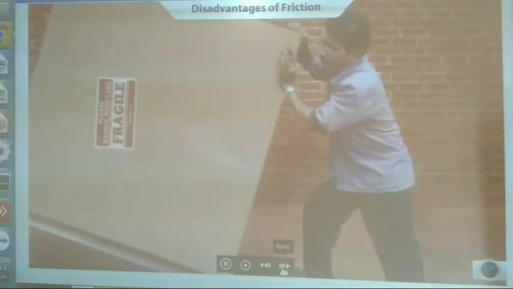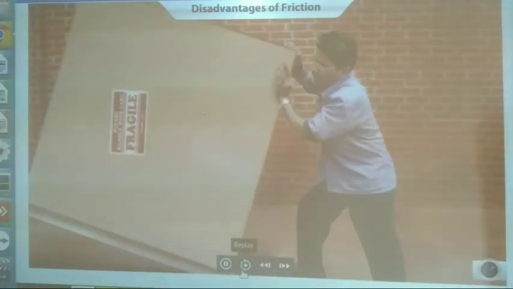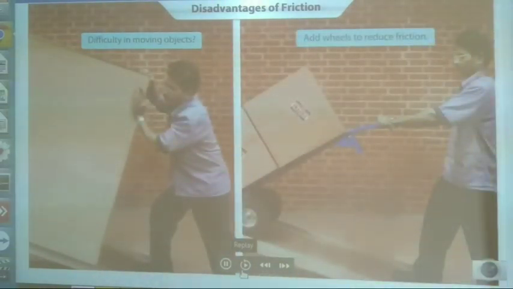So, is friction always useful? No, it can be a nuisance too. Friction can make it difficult for us to move things around. So what can we do to reduce friction? Add wheels. Rolling reduces friction and so it's easier than sliding. Now you know why it's easier to move bags with built-in wheels.